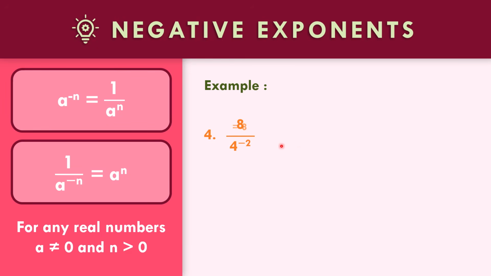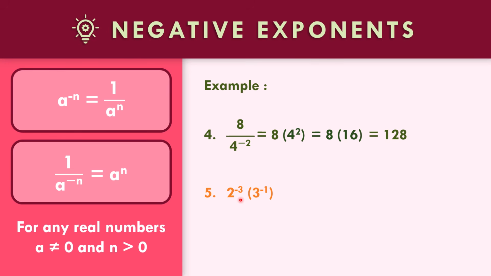First, copy 8. Afterwards, 4 to the negative 2 in the denominator. To make it a positive exponent, let us write in the numerator 4 squared. And then copy 8. 4 squared is 4 times 4, the answer is equal to 16. And if we multiply 8 times 16, the final answer is 128.